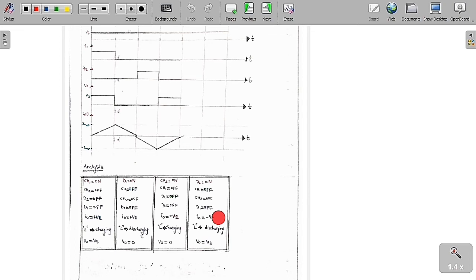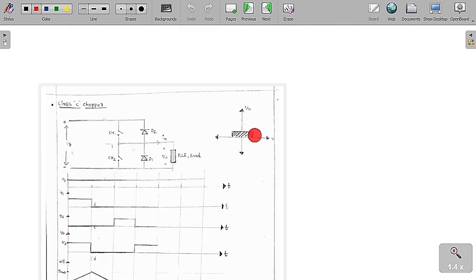Finally, everything is off except D2. D2 is the only thing which is on. So when D2 is on, V0 is equal to plus Vs and I0 is equal to negative, and the inductor is going to get discharged. Therefore we can see clearly the current is positive and also negative, whereas the output voltage is always positive. So it is going to cover the first quadrant and also the second quadrant. So we can say this is the class C chopper.